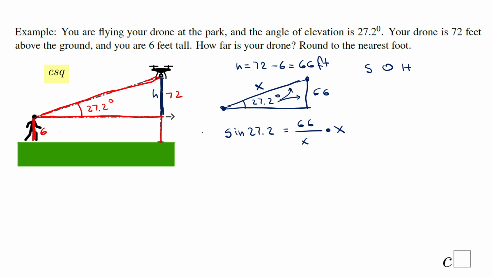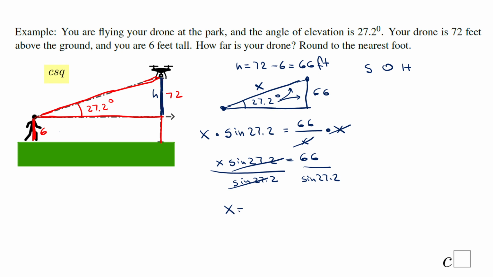I will solve it by multiplying by x first to get rid of this x, which means x cannot be 0, by the way, which is not, obviously. So we end up with this equation, and we have to do one more step to solve for x. Divide by sine of 27.2 to get rid of this sine of 27.2. Don't forget to do the same thing on the other side. And what you see here is the exact solution, the exact value. x equals 66 over sine of 27.2.